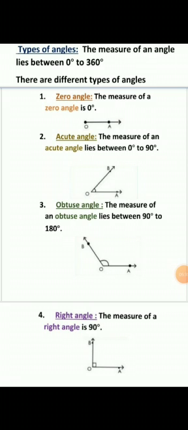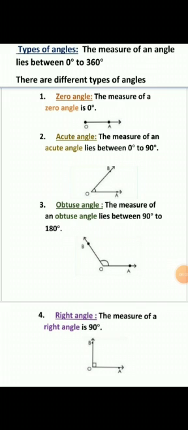Here we can see the figure of acute angle. Next, coming to obtuse angle. If the initial ray moves to some distance, then the final ray is formed. Then if the angle lies between 90 degrees to 180 degrees, it is called an obtuse angle. So the measure of an obtuse angle lies between 90 degrees to 180 degrees. Here we can see the figure of an obtuse angle. It is angle AOB or angle BOA.